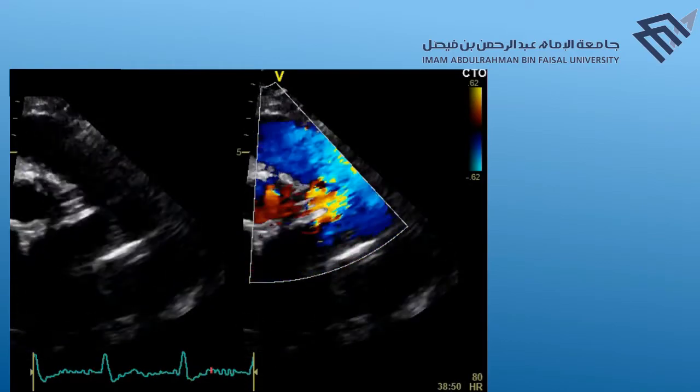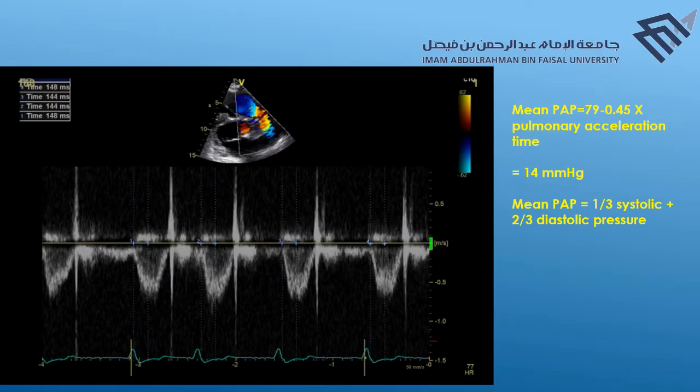Here we can utilize the equation: mean pulmonary artery pressure equals 79 minus 45% of the pulmonary acceleration time. By plugging the value in, we got a result of 14 millimeters of mercury of mean pulmonary artery pressure. Keeping in mind that, again, mean pulmonary artery pressure equals one third of systolic and two thirds of diastolic pressure. However, if our systolic pressure were 100 or 120, this cannot be true, because one third of 120 is 40 millimeters of mercury. So here we just got 14.